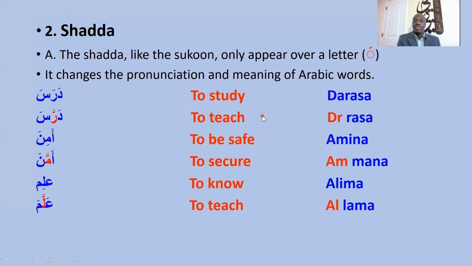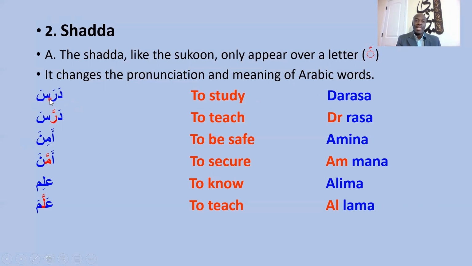What the shadda does is affect the pronunciation and the meaning of an Arabic word. Let's take some examples to illustrate that. What is true about the shadda is that with the same words and the same letters, when we put the shadda on any of the letters, it completely changes the meaning and the pronunciation of that word.